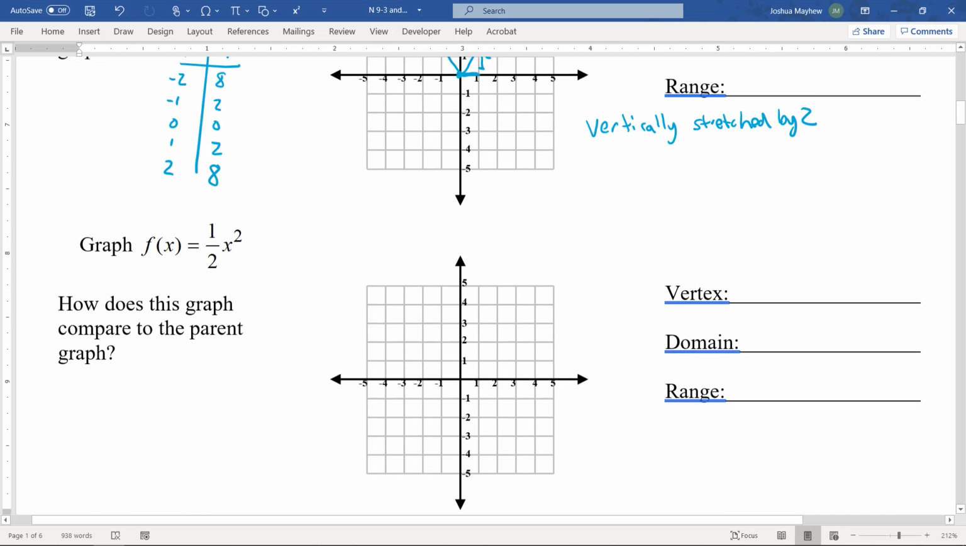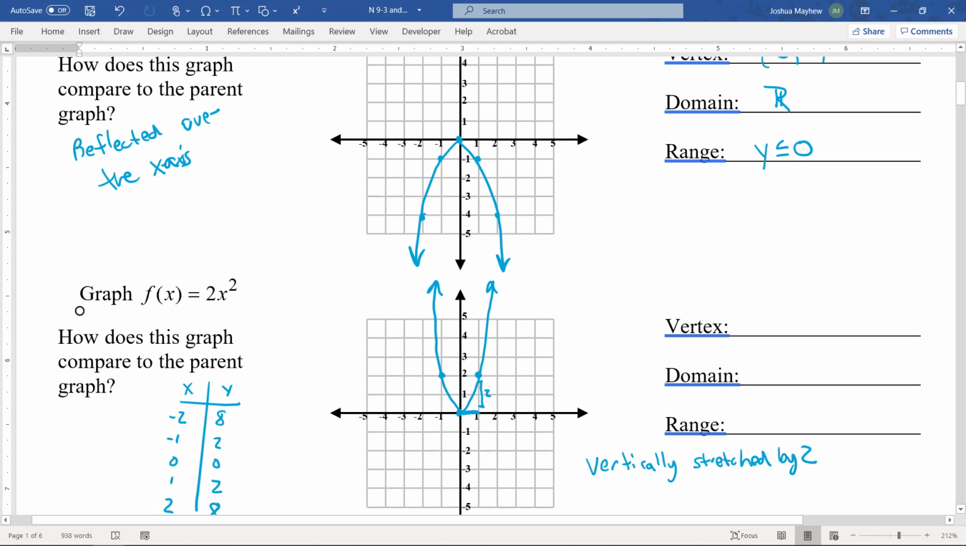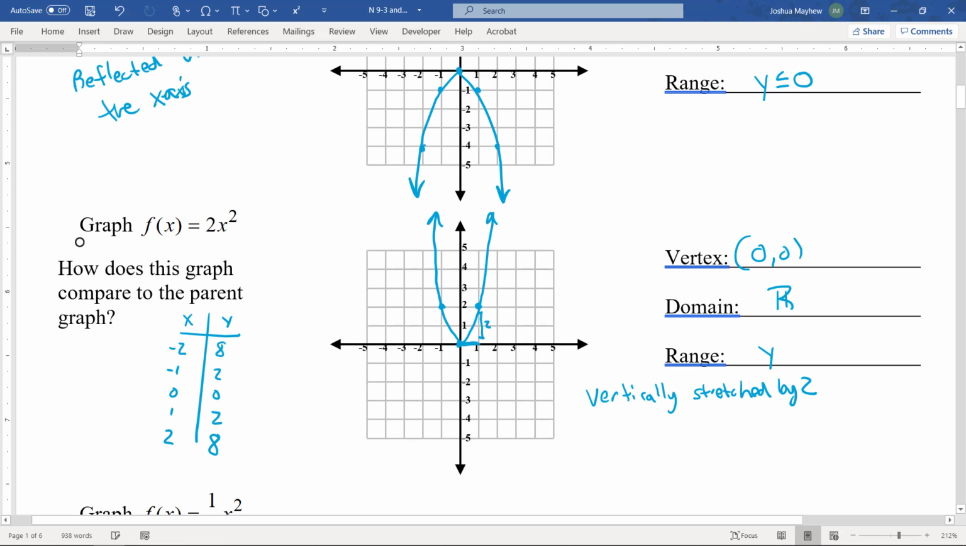The vertex is 0, 0. The domain is still all real numbers, and the range is y is greater than or equal to 0. Okay, y is greater than or equal to 0 for the range. All right, now let's look at the next one.